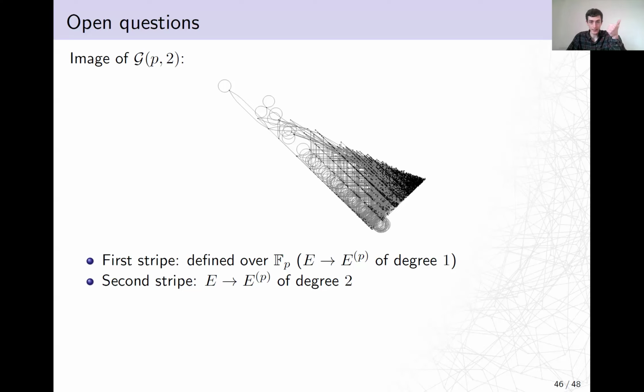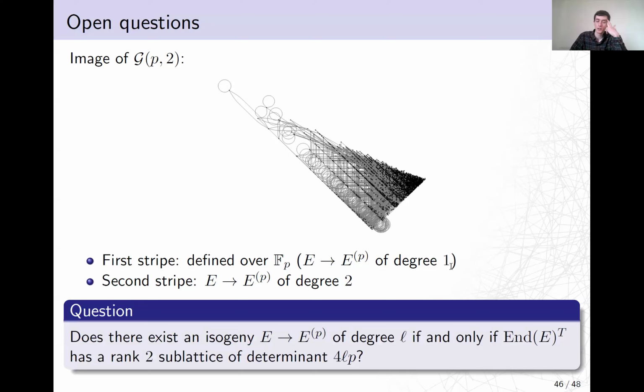And I also pointed out that these loops correspond to having a degree 2 isogeny from E to its Frobenius conjugate. Now this bottom stripe actually corresponds to isogenies of degree 1 from E to its conjugate, in other words, isomorphisms. And so this raises a natural question, which is: is it true that there is an isogeny of degree L between a curve and its conjugate if and only if the gross lattice has a rank 2 sublattice of determinant equal to 4Lp? Not sure. I'll just leave that as an open question. Happy to hear thoughts on that.